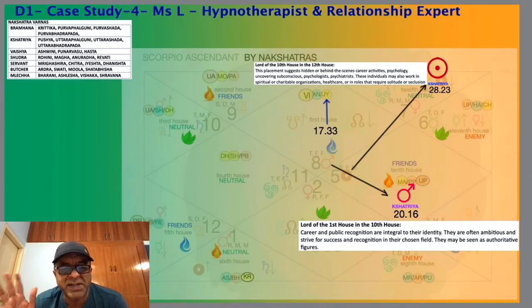I wouldn't call it necessarily secrets. 8th house is the house of secrets. 12th house is behind the scenes. This placement suggests hidden or behind the scenes kind of career. Okay, because we are talking about the Lord of the 10th. Career activities like psychology, like uncovering the subconscious.